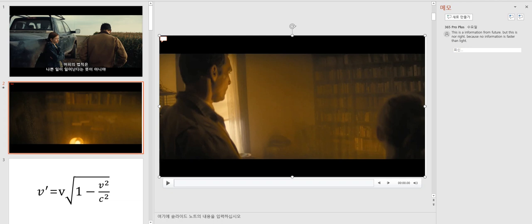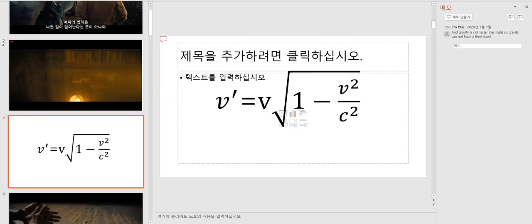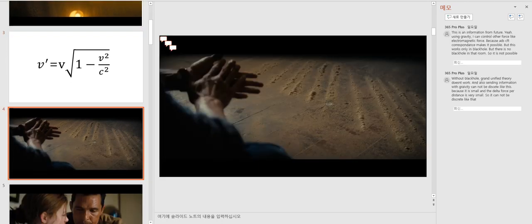This is information from the future, but this is not right, because no information is faster than light. And gravity is not faster than light, so gravity cannot have time travel. This is information from the future, using gravity.